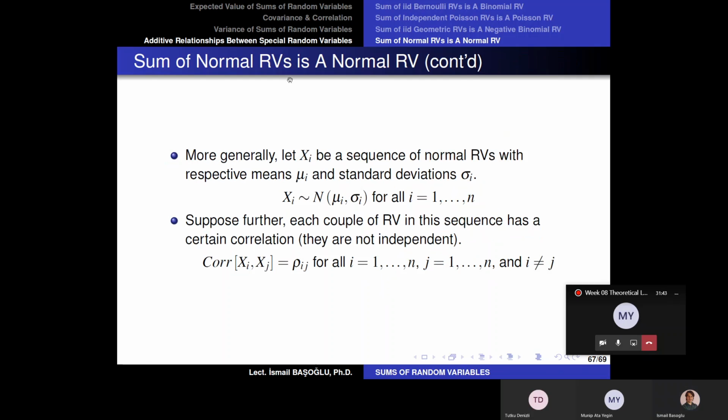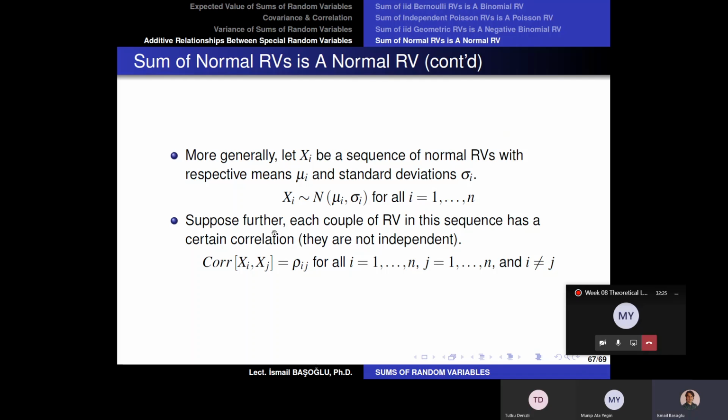Now, we can generalize these statements about the sum of two normal random variables to more than two normal random variables. Actually, my friends, this is an important part of this topic because we are going to use that in the next chapter. More generally, suppose we have a sequence of normal random variables with respective means mu i and standard deviations sigma i. Let's just say the ith member of the sequence, Xi, is normally distributed with location parameter mu i and scale parameter sigma i, and this definition is given for all random variables in the sequence.